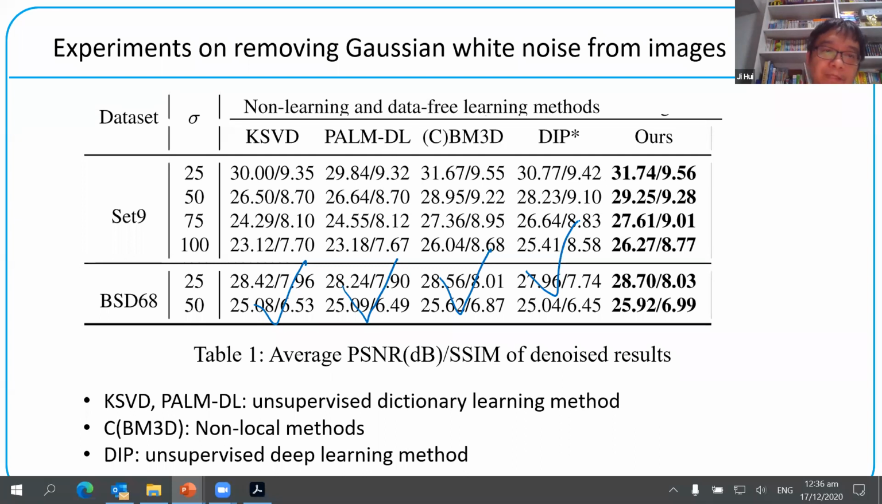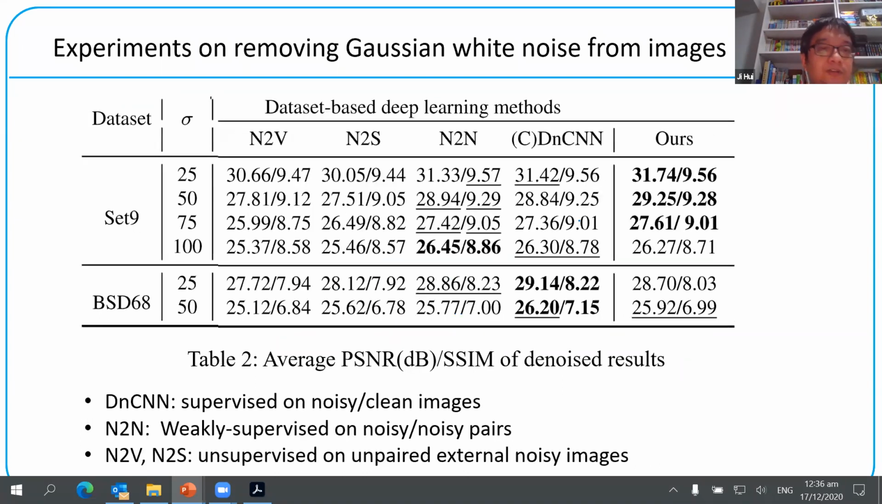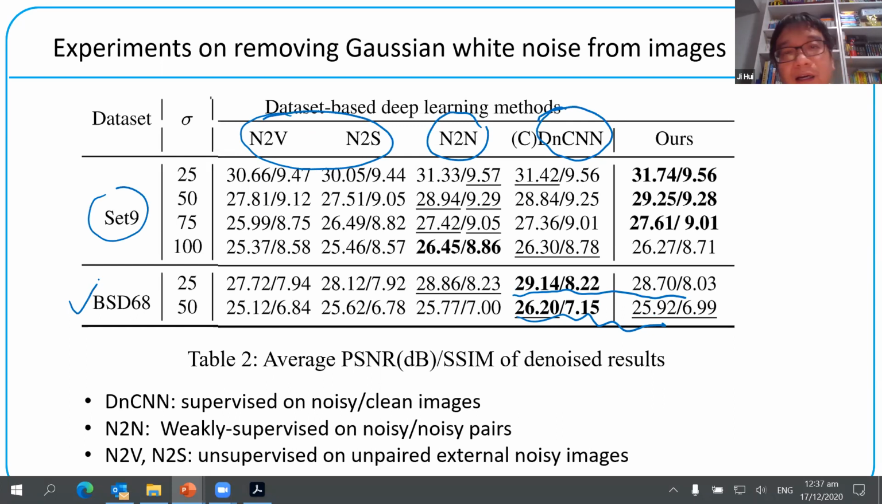All right, we consider this on the two data sets with different signal-to-noise ratios. So if you compare with different types of supervised learning methods, for example, this DnCNN is a very representative supervised learning method, and this N2N is weakly supervised. This N2V and N2S are two unsupervised methods. We still have the edge over these methods on the Set 9, but we are doing slightly worse than the supervised method, DnCNN, with a 0.3 gap in this particular data set. I will say this is reasonable because they are using training data to tune up the network, and our network cannot see anything else except the data to process.